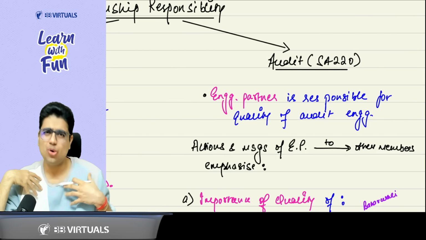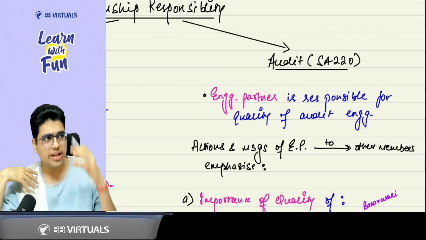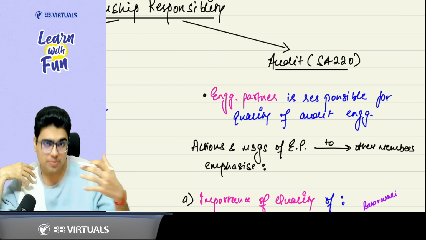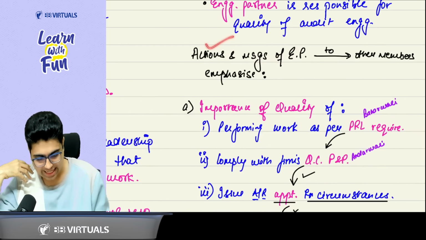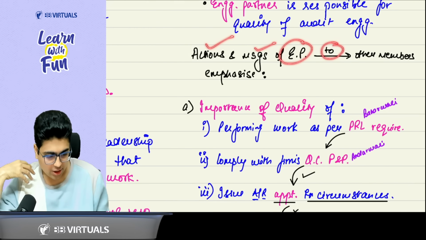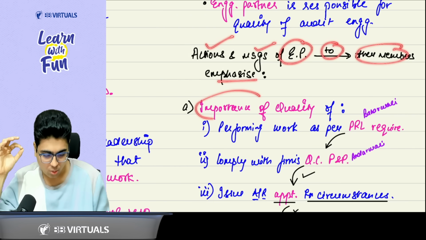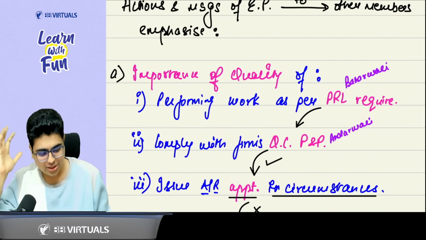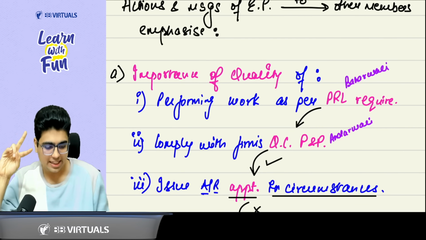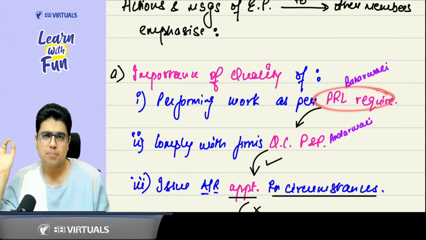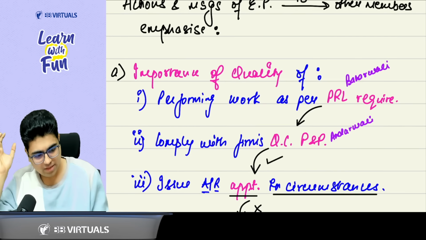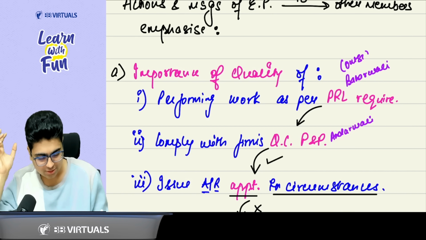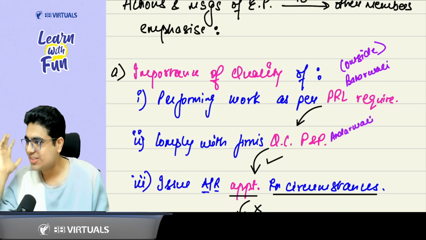Now, can he alone make sure that quality is there, or should he make the team aware about it? He should make the team aware about it. So it says actions and messages of the engagement partner to the other members should emphasize that quality is important. Now, sir, to do the work as per quality, you need to do the work as per PRL requirement. PRL means professional standards, regulatory, and legal. Say with me, professional standards, regulatory, and legal requirement. That means these are the outside requirements.